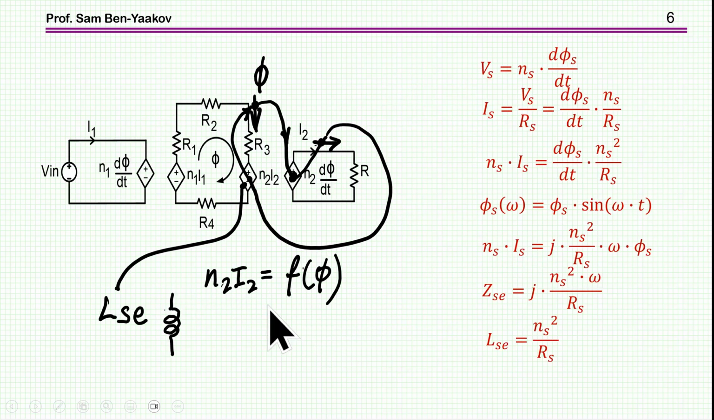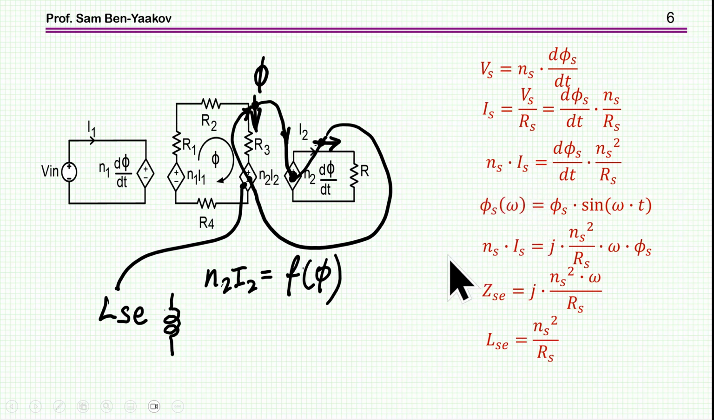So applying this idea, I'm going to replace this dependent voltage source by an impedance. And the question is, what is this impedance? To do this, I am starting with the flux, and then calculating the voltage at the output, the current at the output, and then the voltage that is generated here, this is the MMF source, N2 times I2.